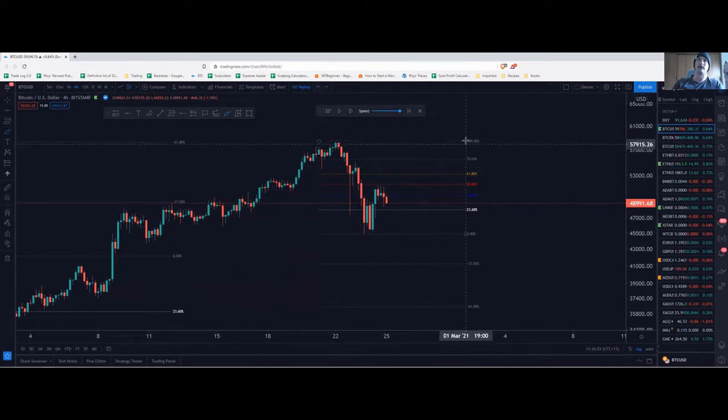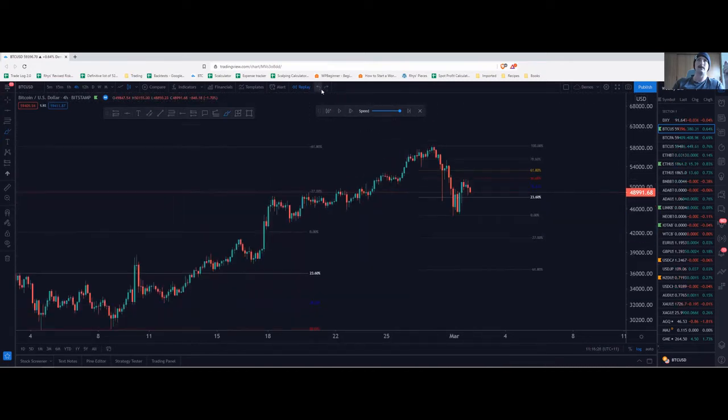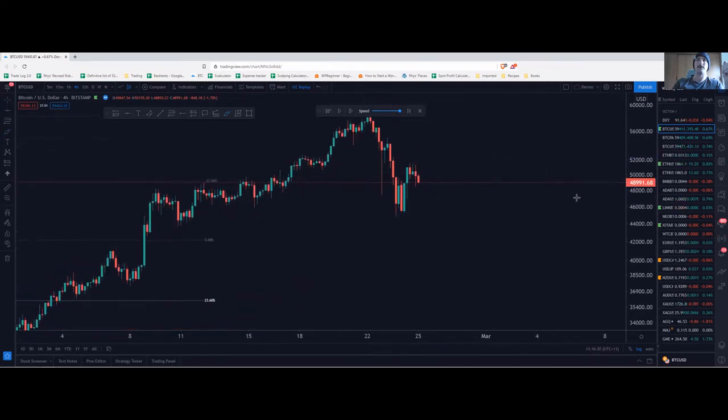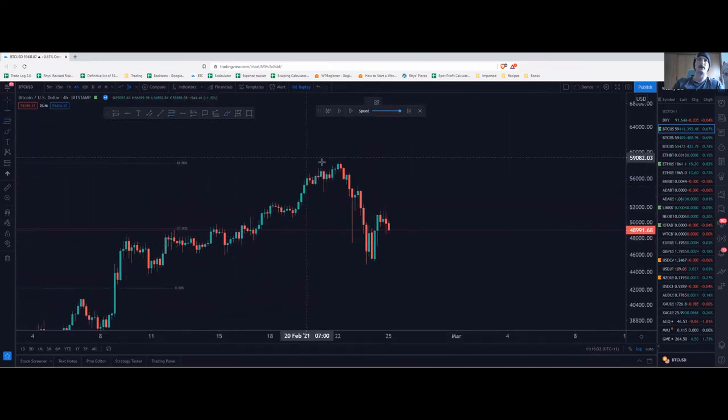So you're drawing your fibs. Let's get rid of them too. That's not going to work for me. You're drawing your fibs from the top to the bottom. Again, you also want to look for other indicators.